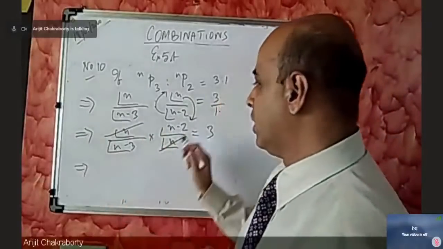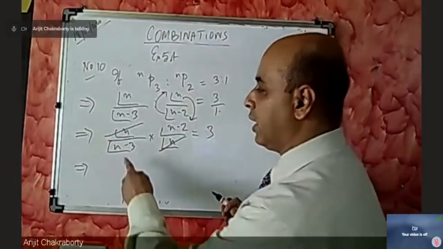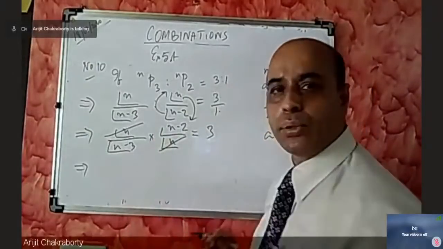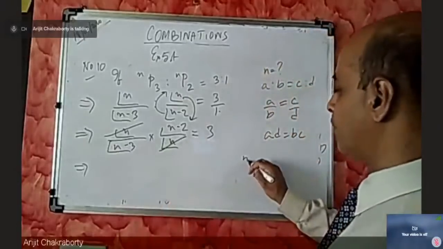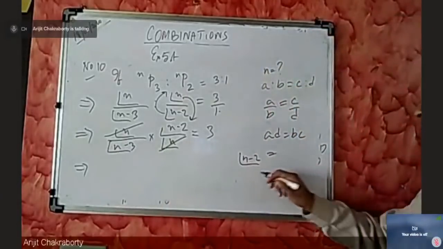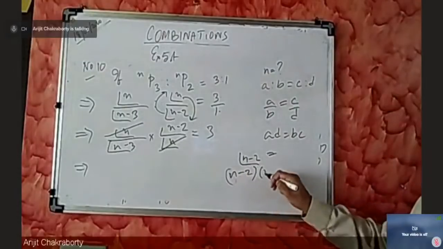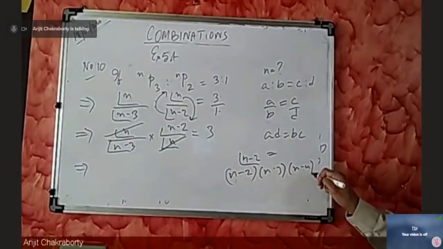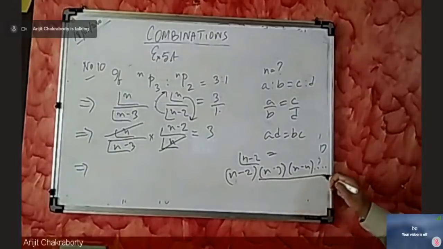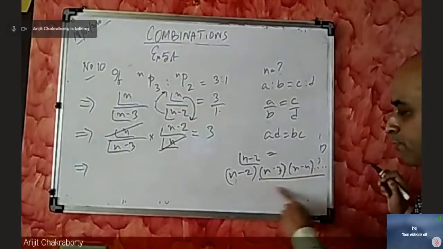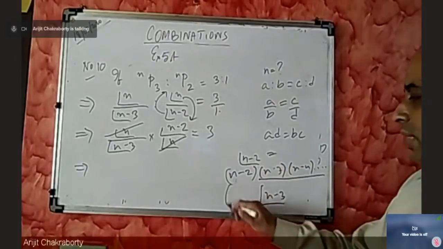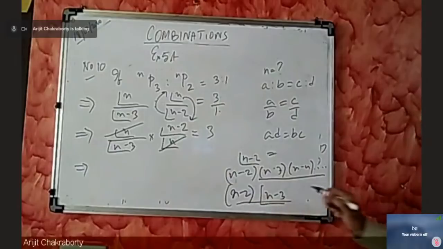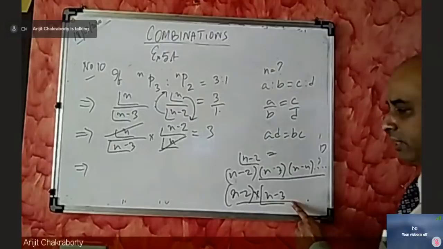We now have n minus 2 factorial in the numerator and n minus 3 factorial in the denominator, but you know that n minus 2 factorial actually means n minus 2 into n minus 3 into n minus 4 and so on. And this part, starting with n minus 3, is nothing but factorial n minus 3. So I can write this as n minus 2 into factorial n minus 3.